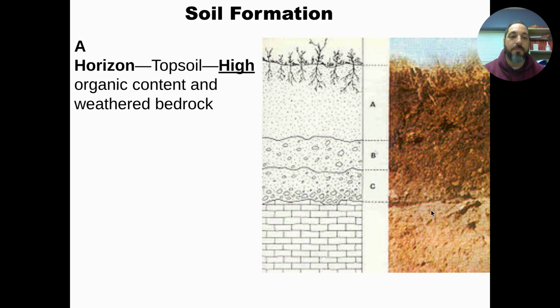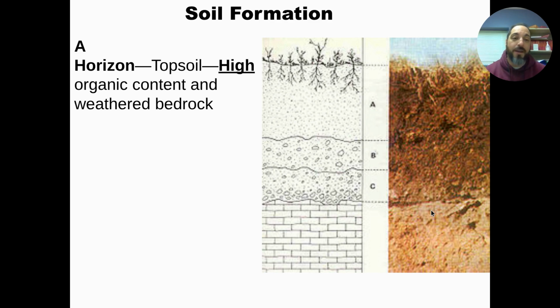All right, today we're going to be talking about soil formation. When we talk about the layers of soil, we call them horizons. So they're going to be lettered, and they're going to start up here with A, which is going to be the top layer of our soil, and we call that the topsoil. It has a high organic content and some weathered bedrock.